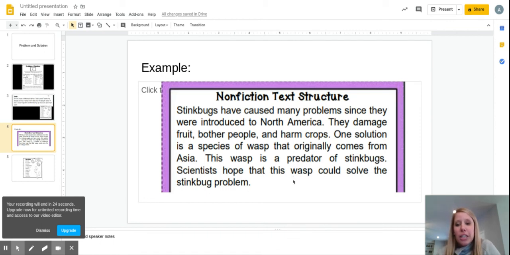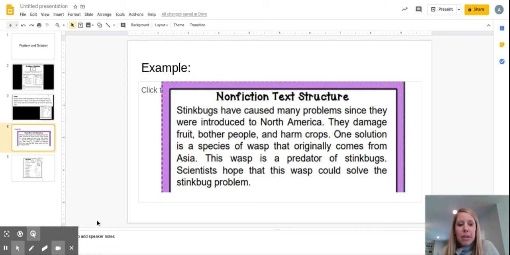So today, what you're going to do next is you are going to be reading an article about a dolphin, and you're going to be looking for those problem and solution clue words, and you're going to identify for us what is the problem in the article and how does the author solve that problem.